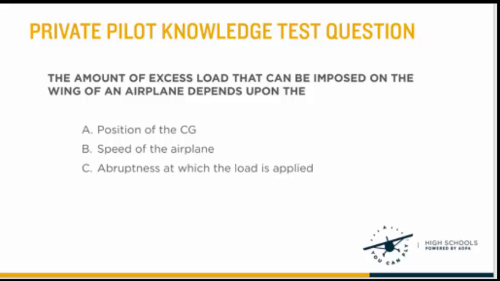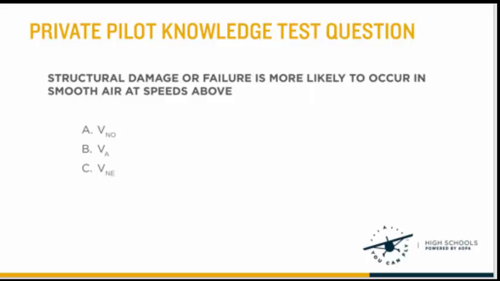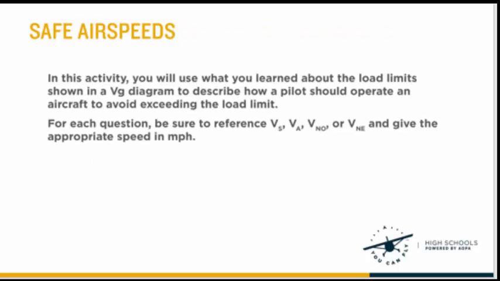Alright, you can just read these, and I'll read them and wait a second, then show you the answer. The amount of excess load that can be imposed on the wing of an airplane depends on the speed of the airplane. Good job. Structural damage or failure is more likely to occur in smooth air at speeds above which one of these? You got it. Remember, that's the speed we should never exceed in the airplane, V sub NE.